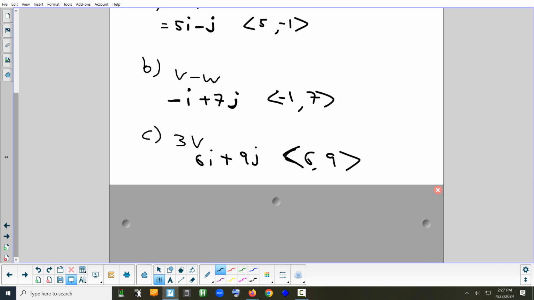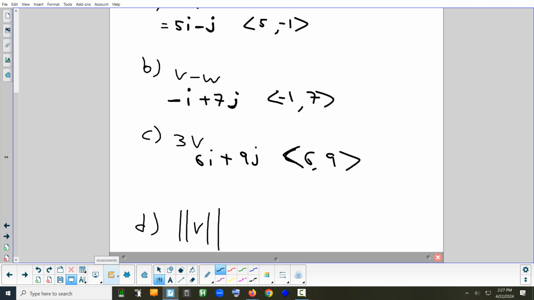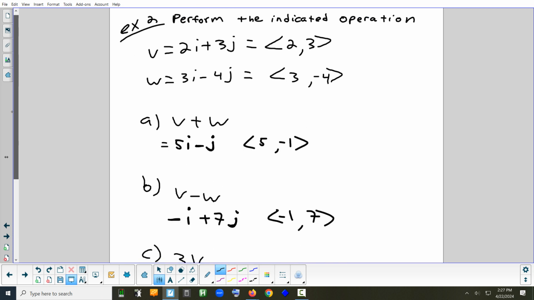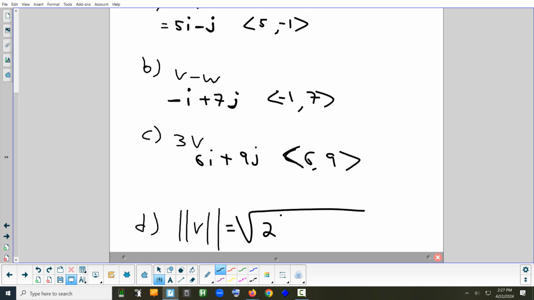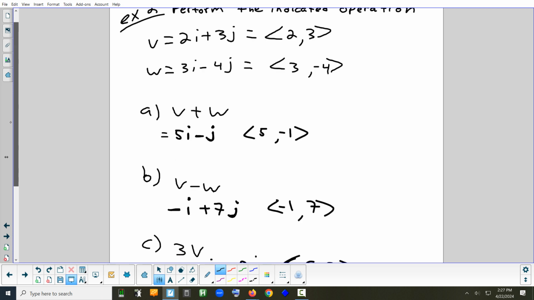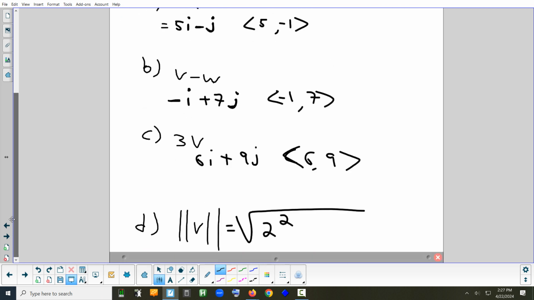All right, and last problem. What's it asking for here? Magnitude. Yep, magnitude of v. So we're not using w at all. We don't need it. Okay, when I want to find the magnitude, what's the first thing I write down for my formula? Square root. Yep, put the big square root of x1 squared. Okay, what's x1? Just 2. Straight up. So there's x1 squared plus 3 squared.